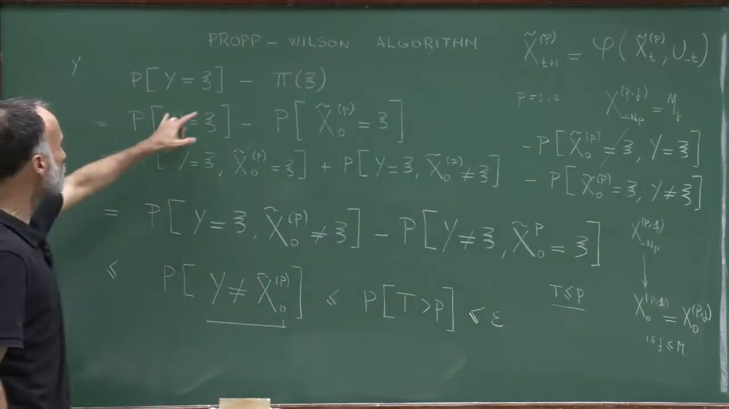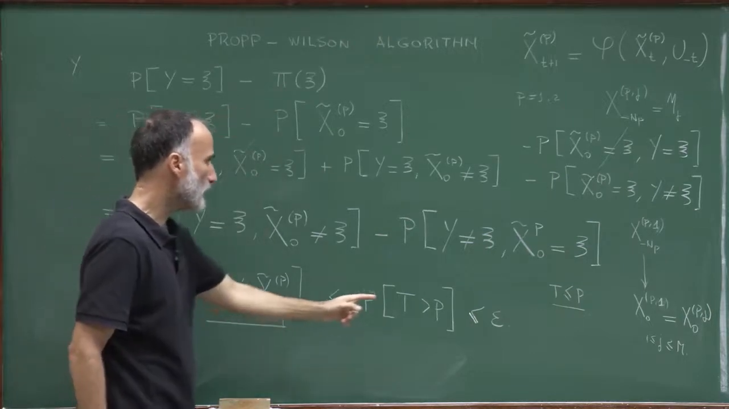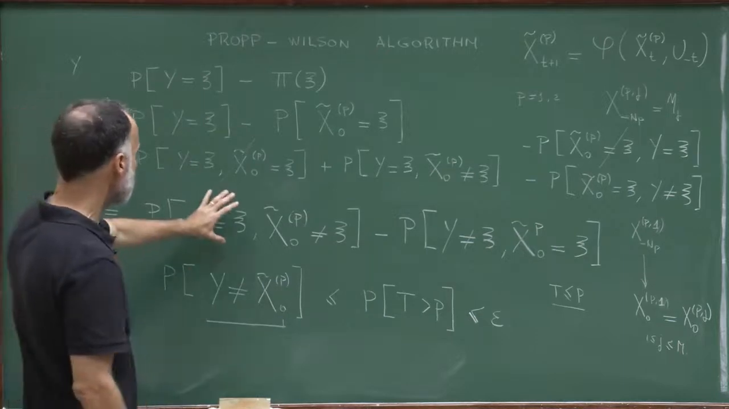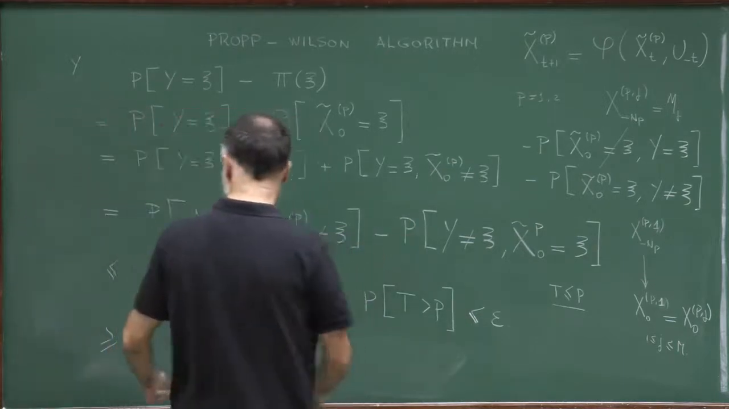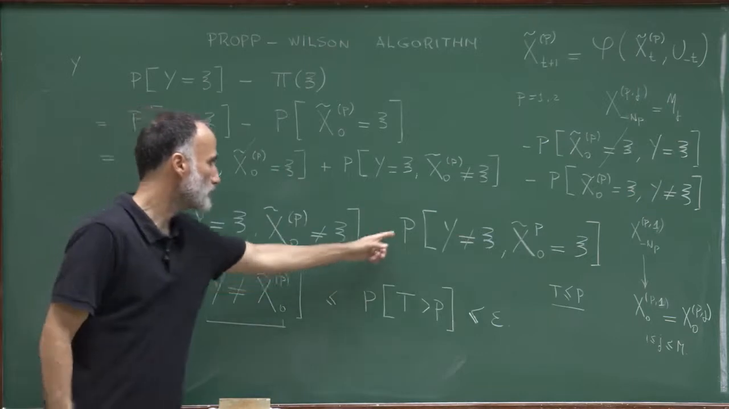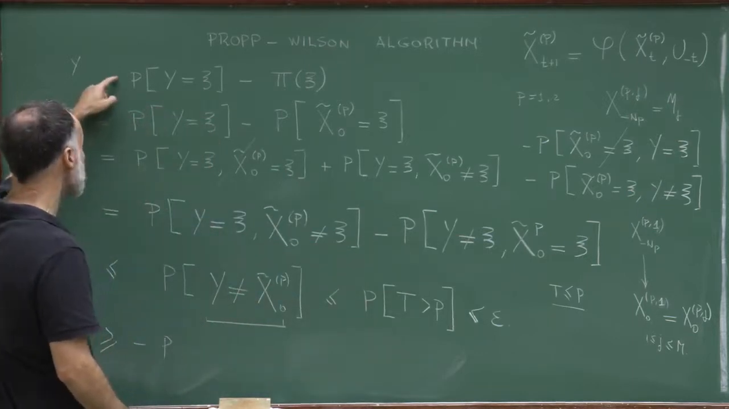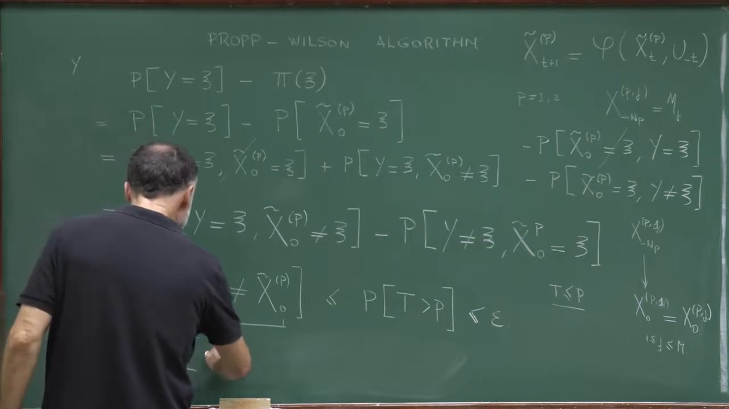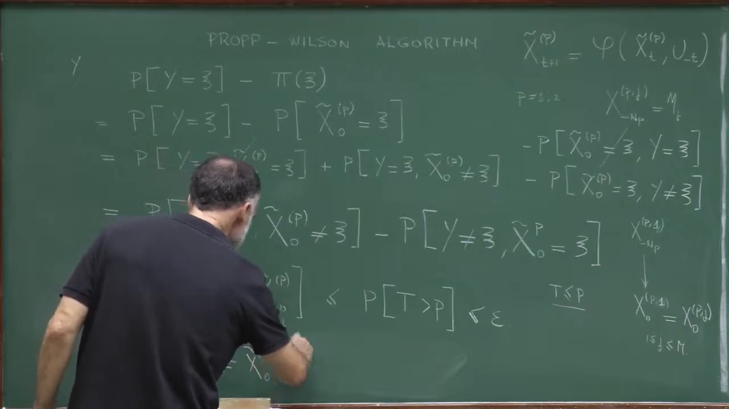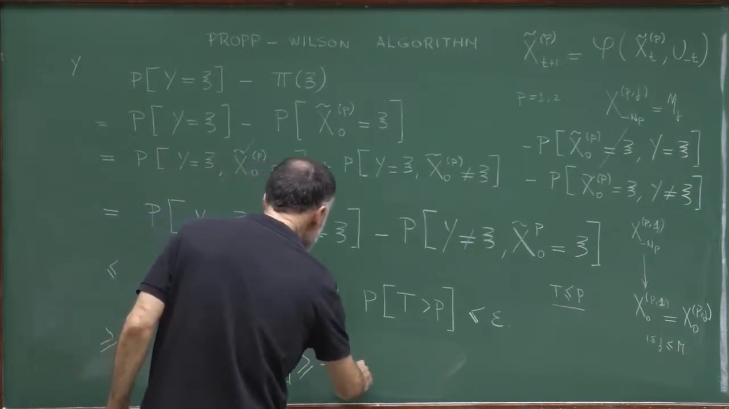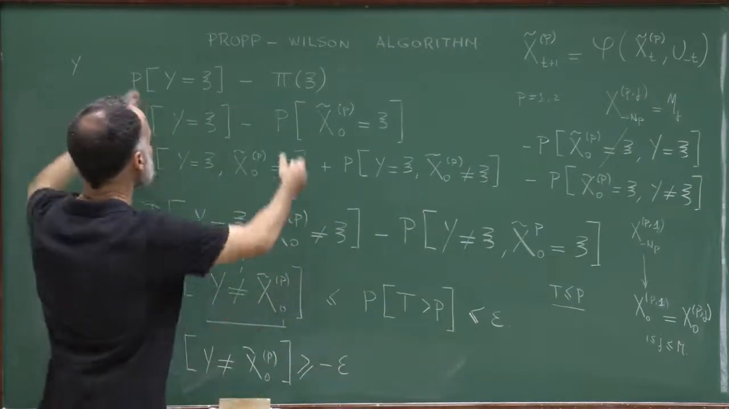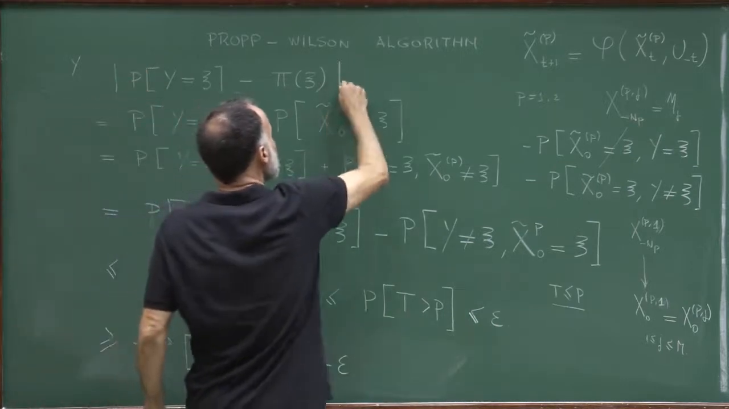So this proves that this difference is bounded by epsilon, and we can also obtain a lower bound by saying that this is positive, and so this is bounded by minus the same quantity, because this quantity is bounded by that one, so this difference here is bounded by this probability, and this probability is bounded below by minus epsilon. So we proved that this expression is between minus epsilon and epsilon, which proves that its absolute value is bounded by epsilon.